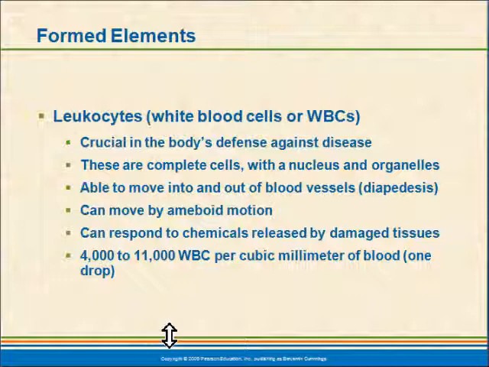Again, there's about 4,000 to 11,000 white blood cells per cubic millimeter. You don't need to know that number. However, if you fall below 4,000, then you are susceptible to diseases. Over 11,000, you may have a disease that's causing your immune system to ramp up a little bit.